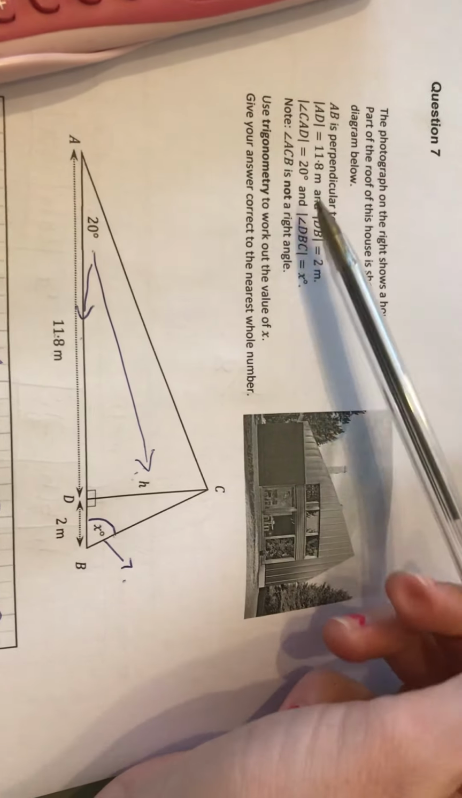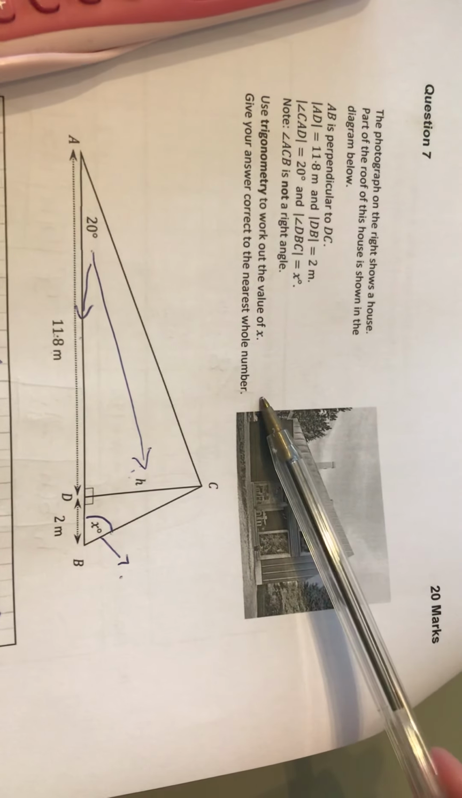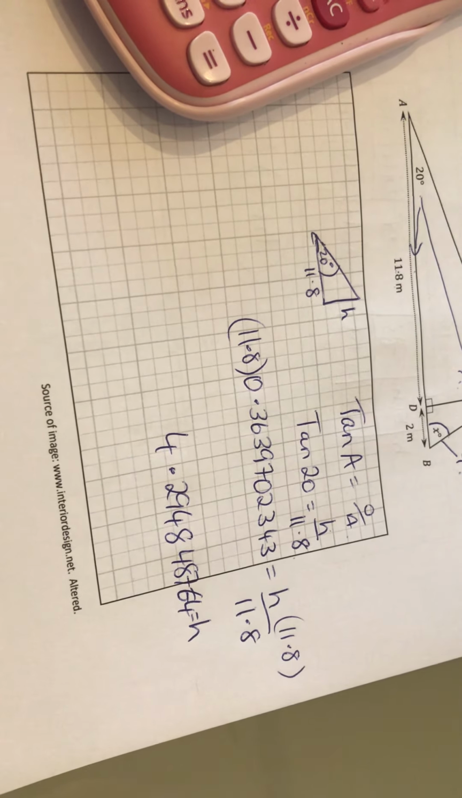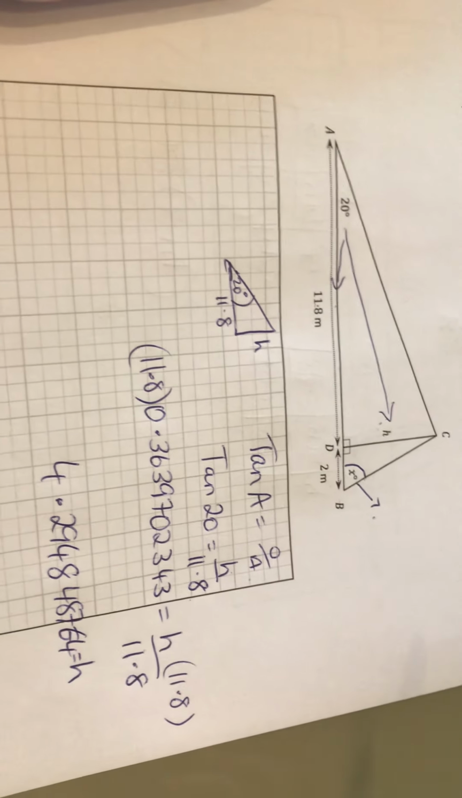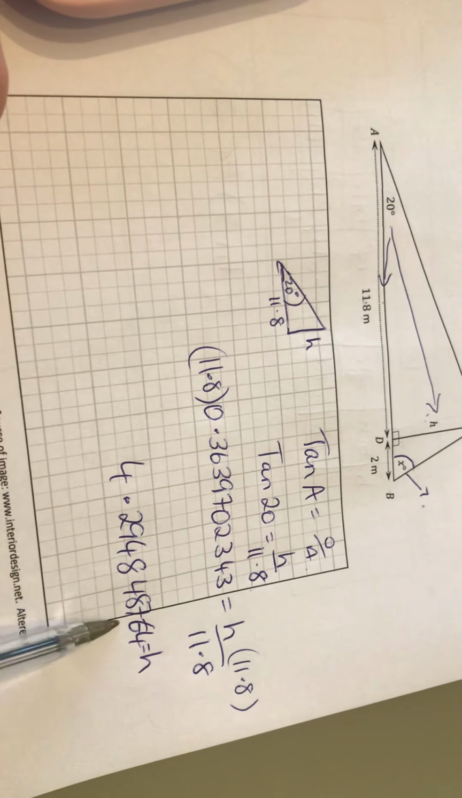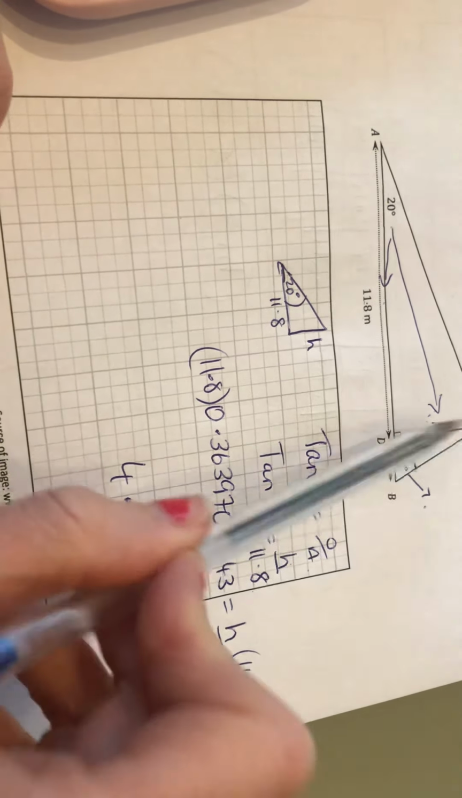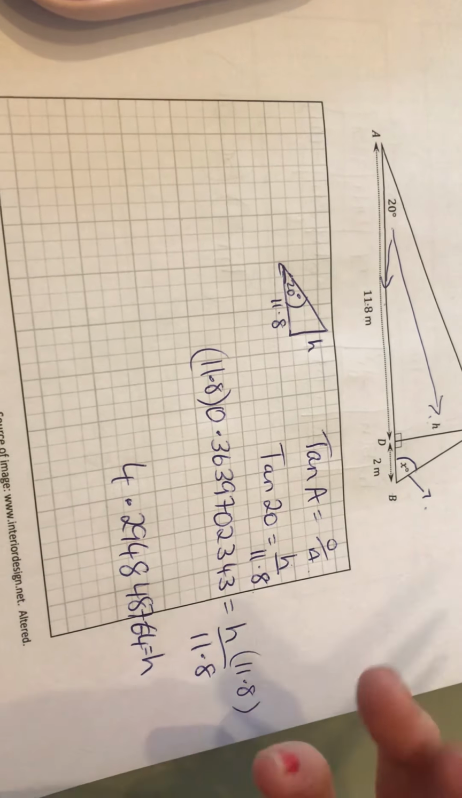Now, it says work out the value of x. Give your answer correct to the nearest whole number. It doesn't say in the question round off every time you want to. It says give your answer for x the nearest whole number. So I'm not writing this in a short way. This is what h is, and that's what I'm going to type in every time I use h.